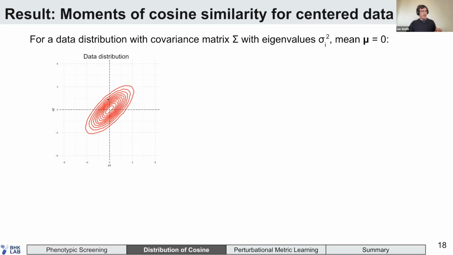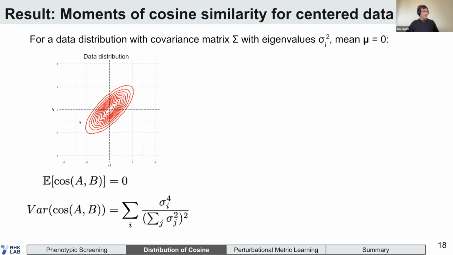So this is a distribution centered on the origin. It's not necessarily normally distributed. I think this particular graphic was, but so we have non-zero covariance. Again, you can ask, what is the mean and variance of cosine similarity for a distribution like this? And you get this elegant looking result where the mean of the cosine similarity for data drawn from this distribution is 0. And the variance is this concise function of the eigenvalues. So you can see very clearly that the variance of cosine similarity intimately depends on the eigenvalues of your covariance matrix.